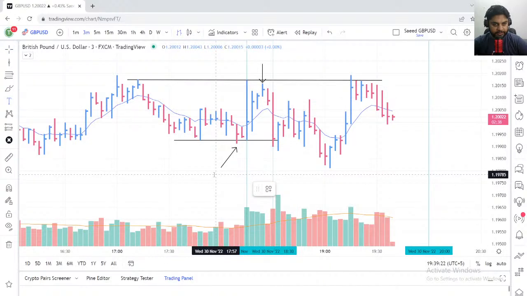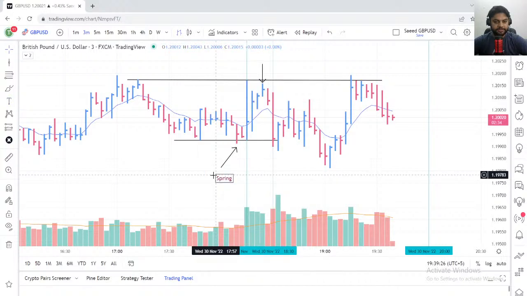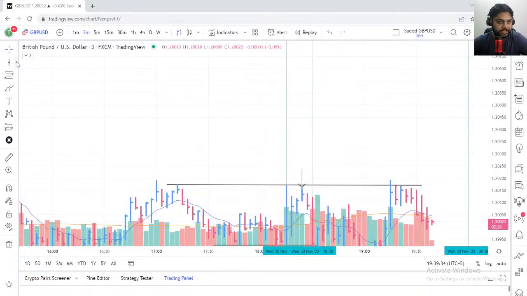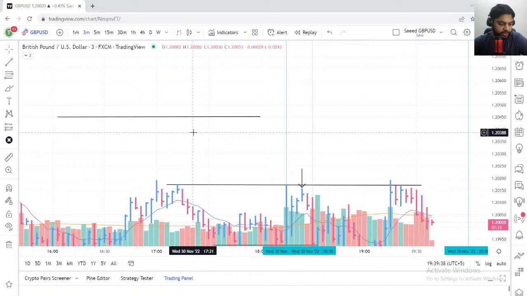Some of you know about this. It's a spring, isn't it? It's a spring. Now, how do you spot a spring? A spring is a place in which the market dips under a support. This is an established level of support.